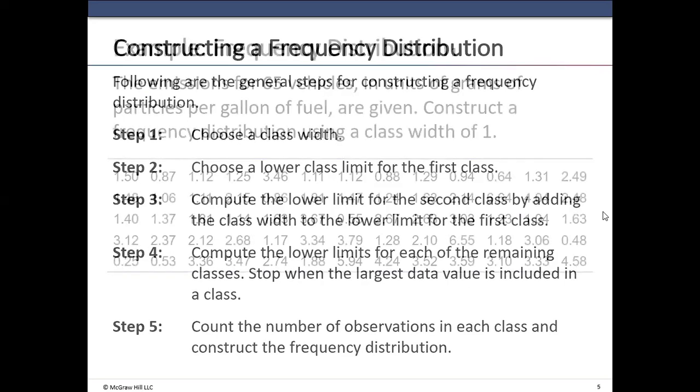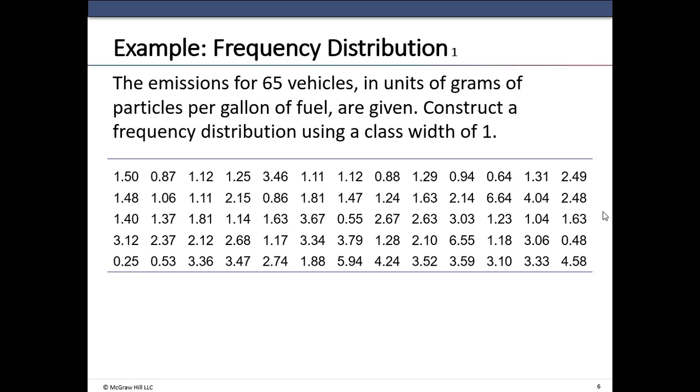So here we go. These are emissions of particles coming out from the exhaust tailpipe of cars. And I believe these are in milligrams per mile traveled, something like that. So construct a frequency distribution using a class width of 1.